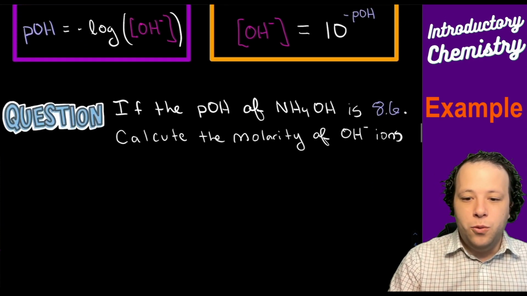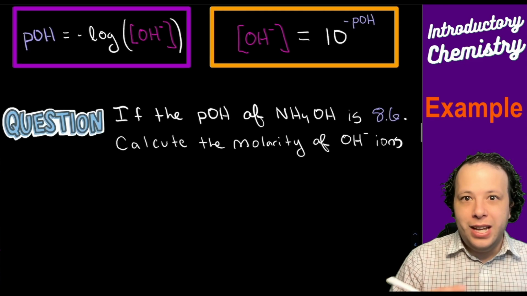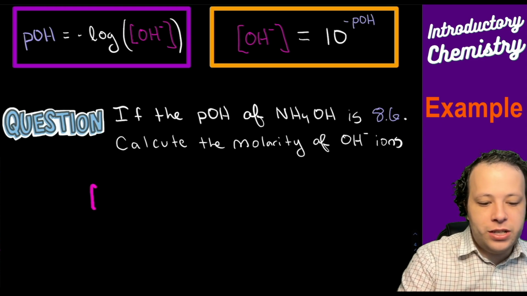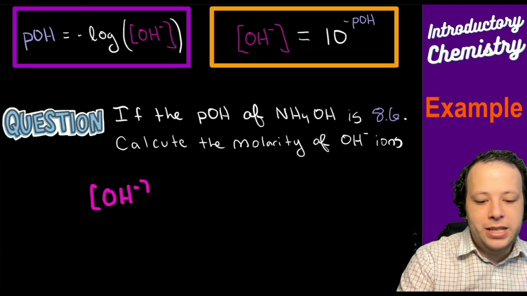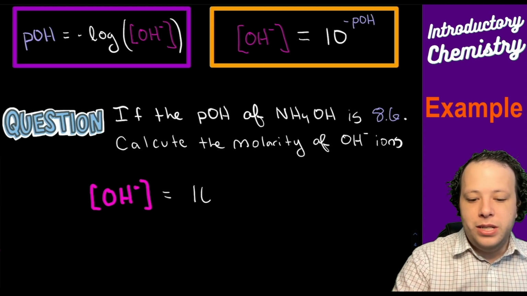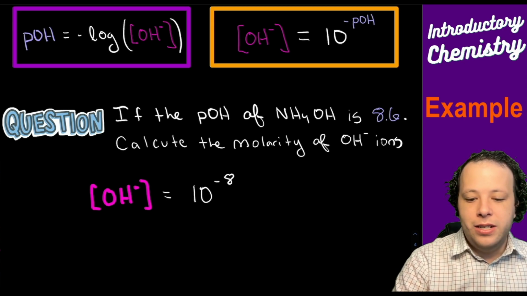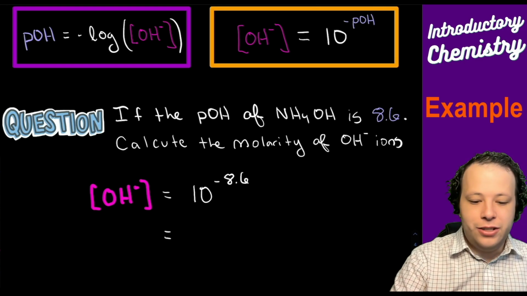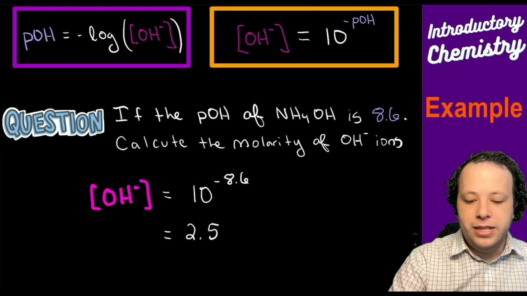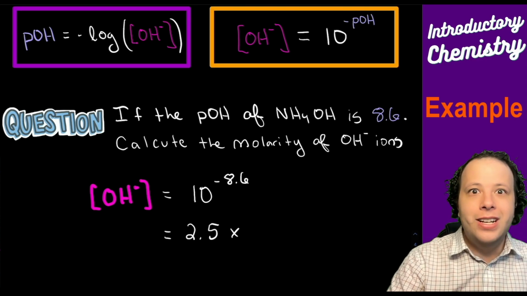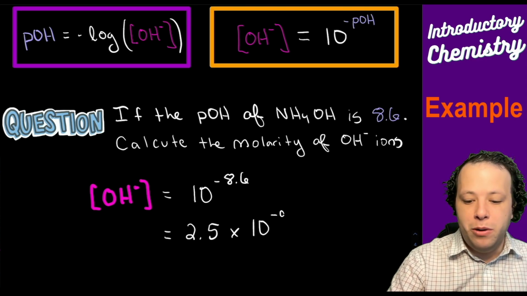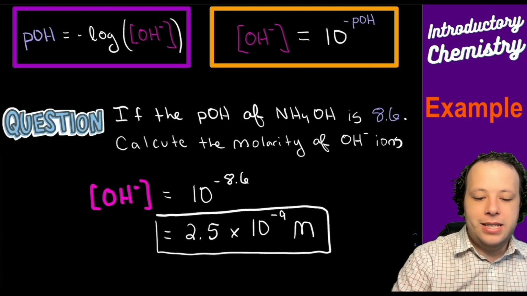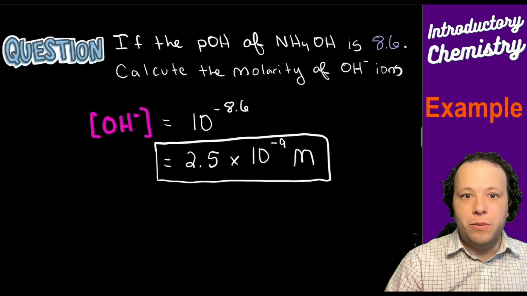So with that, what we are going to do is take our formula. We are going to be solving for our hydroxide concentration. So we'll take that OH minus, and that's going to be equal to 10 to the negative pOH. So 10 to the negative 8.6. And that's going to tell us the concentration of hydroxide in solution, which is 2.5 times 10 to the negative 9 molar of hydroxide within our solution. And that is how we would go about solving for molarity.